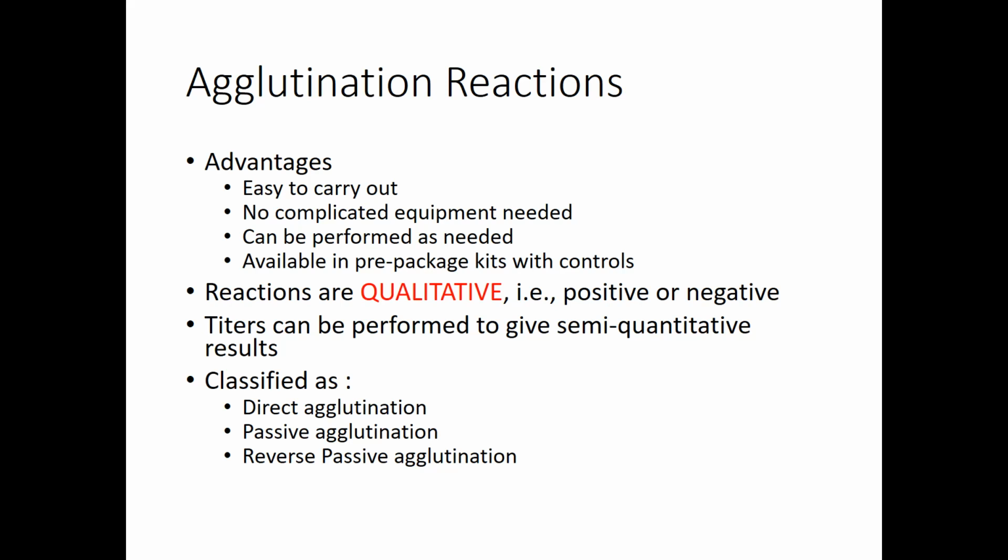We can do something called a titer to give us kind of a semi-quantitative. It's increased, it's decreased. We can give a semi-quantitative value. And then we can also, as I said, do a couple of different tests: direct and passive agglutination and reverse passive agglutination.